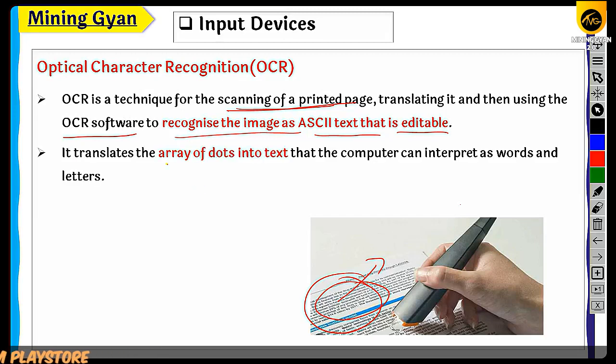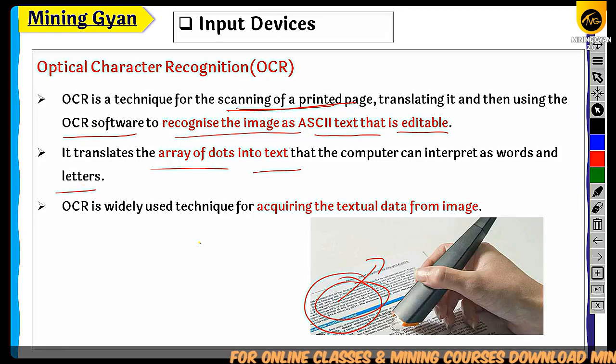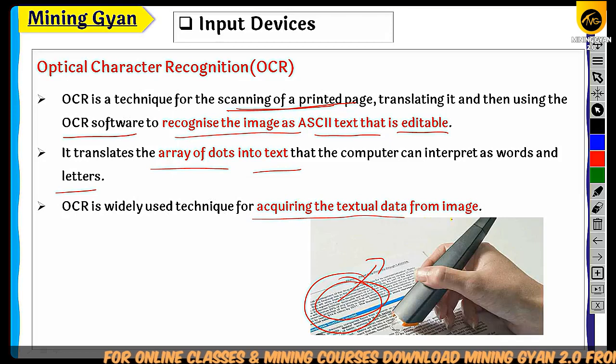It translates the array of dots into text that the computer can interpret as words and letters. So basically it uses dots from the scanning, and then it can interpret the words and letters. OCR is a widely used technique for acquiring textual data from an image. आपको किसी भी इमेज से डेटा निकालना है तो उसके लिए OCR बेस्ड सॉफ्टवेयर है और बेस्ट डिवाइस है.